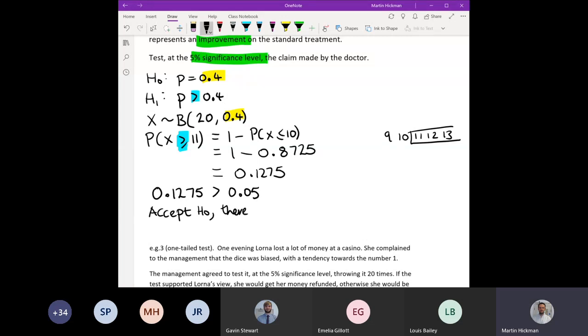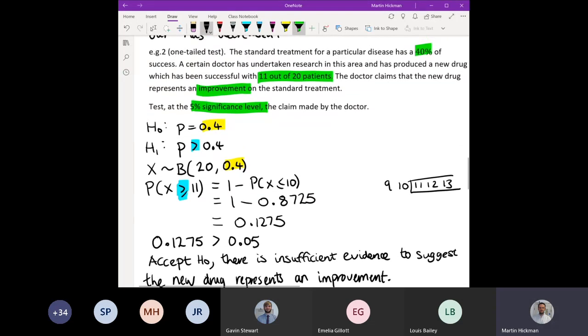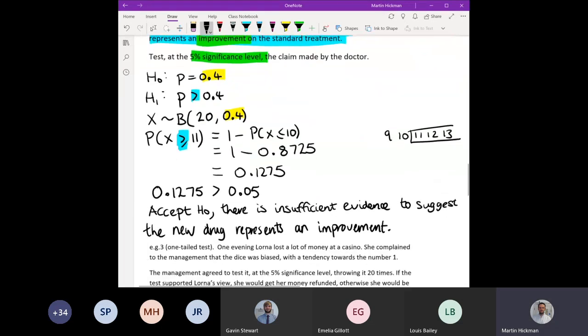and then say there is insufficient evidence to suggest. So you can see I've almost got this template every time I say accept or reject H0. There is sufficient evidence or insufficient evidence to suggest, and then I just go back to the question, read it again, and put the context in. So the new drug represents an improvement. In terms of that claim, I've pretty much just copied that and put that in my conclusion.